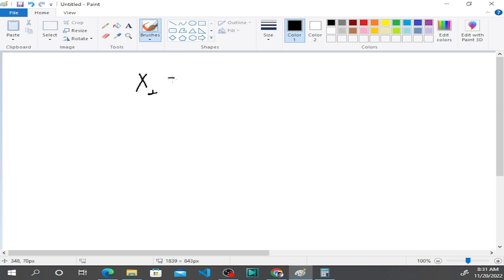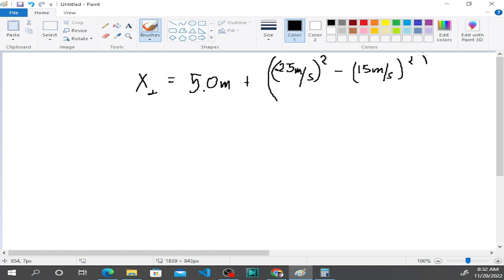So x₂ is now equivalent to x₁, which is 5.0 meters, plus the v_f, which is 25 meters per second, or must be 25 meters per second. So you have to square that. We square that, and then minus 15 meters per second, then square, and then all over twice the acceleration, which is 4.0 meters per second squared.